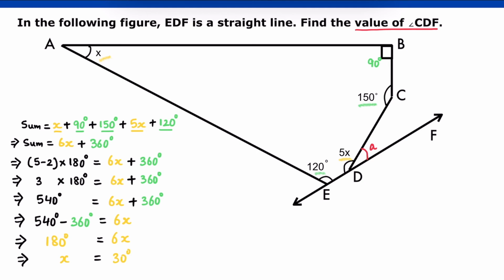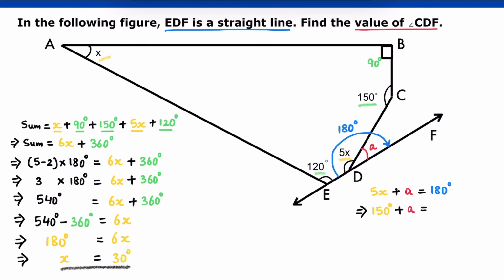We know x, but how to calculate A? The question says EDF is a straight line. This means angle EDF is a straight angle equal to 180 degrees, or 5x plus A equals 180 degrees. x is 30 degrees, so 5x is 150 degrees. 150 plus A equals 180. And A is 180 minus 150, or 30 degrees. Angle CDF is 30 degrees. We are done.